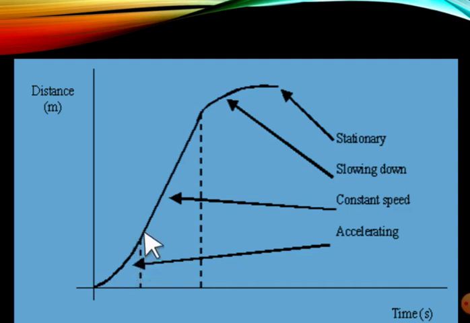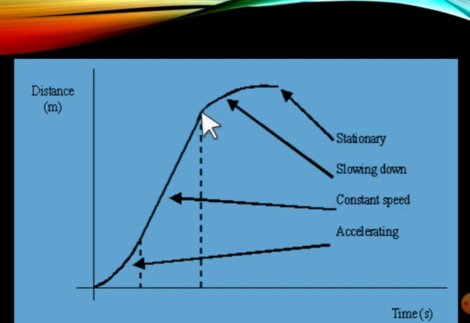And from this point to this point, the graph is a straight line with positive slope. The slope is the tangent of the angle made by this curve with the x-axis, this angle. Here the graph is a straight line, so it represents that the body is moving with constant speed, the same speed, uniform speed. So during this time duration, the straight line represents that the object is moving with constant speed.